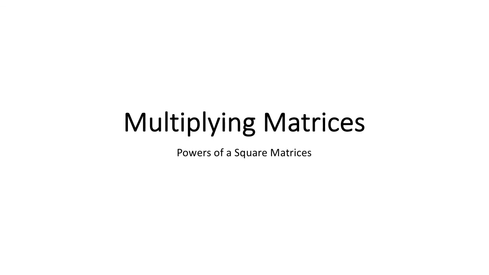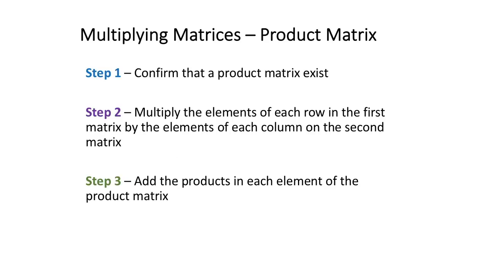This video will have a look at multiplying matrices using the product matrix method when we've got powers of a square matrix to multiply. So the steps to complete a product matrix multiplication: Step 1 will be to confirm that a product matrix does exist.